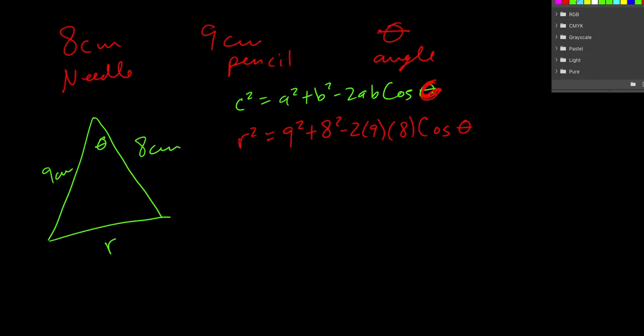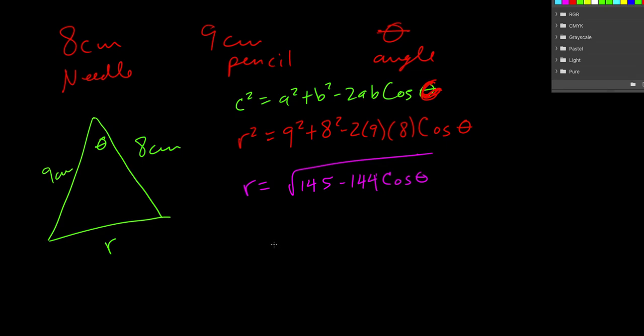If we simplify all of that and solve for r, we're going to get r is equal to the square root of 145 minus 144 cosine theta. All I did was multiply these to get 144, square these and add those together, and it gives us 145. And then I square rooted both sides, so it looked like that.